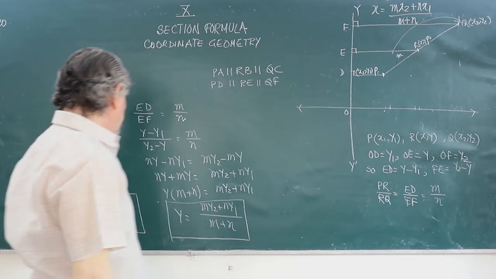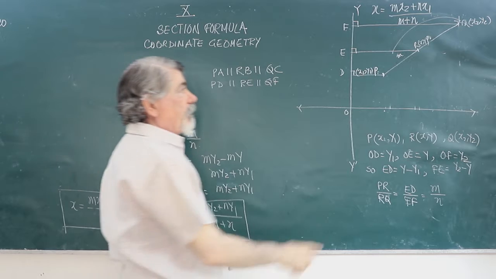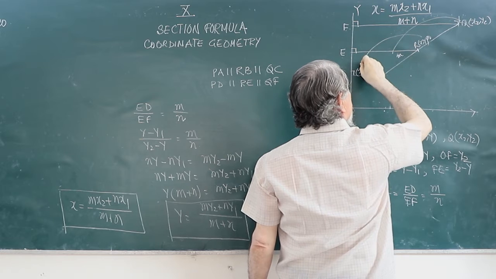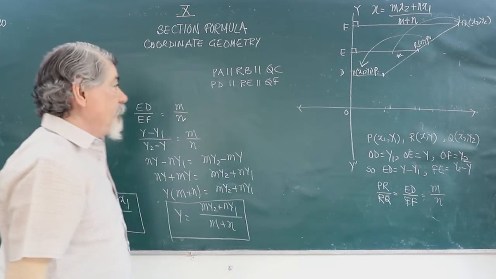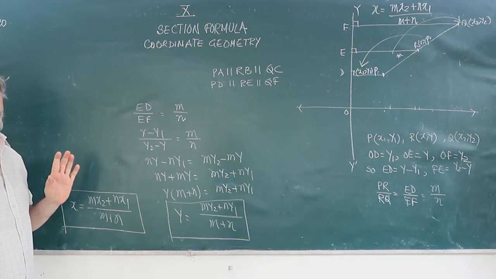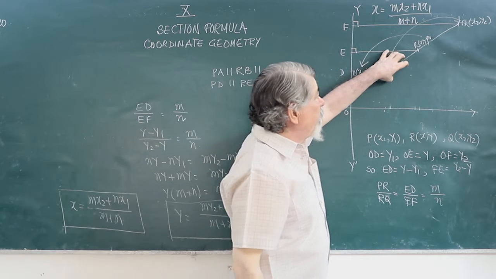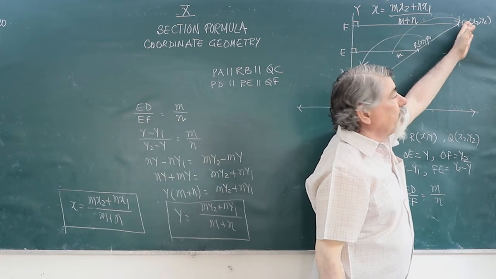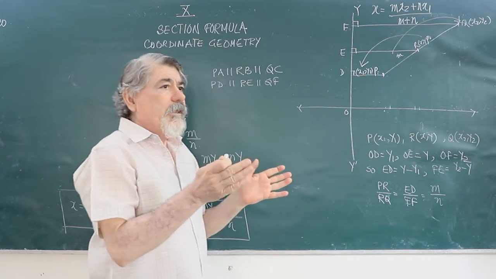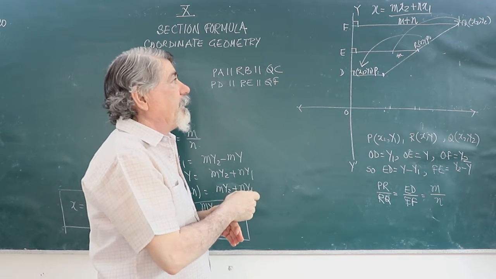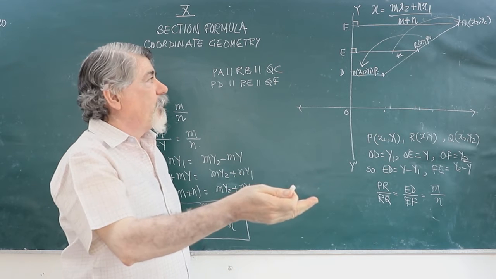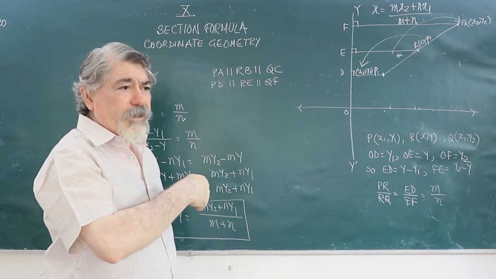M into x2. Similarly, when I am multiplying n, I am not multiplying it to the closer x, but the farther x. N into x1. So it is (mx2 plus nx1) upon (m plus n). So the ratio m will be multiplied with the coordinates of Q, and n will be multiplied with the coordinates of P. Both m and n will be multiplied with the coordinates of the point which are further away from them, not closer to m or to n.